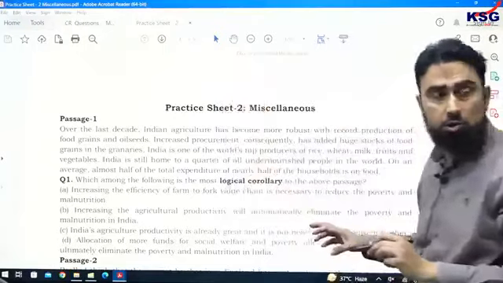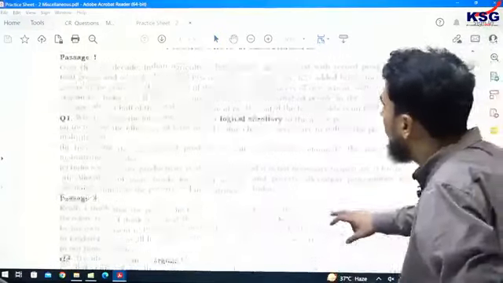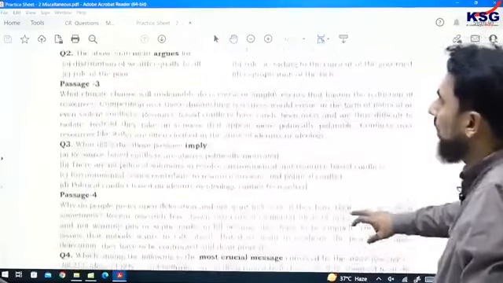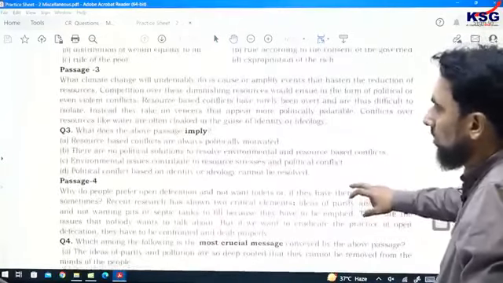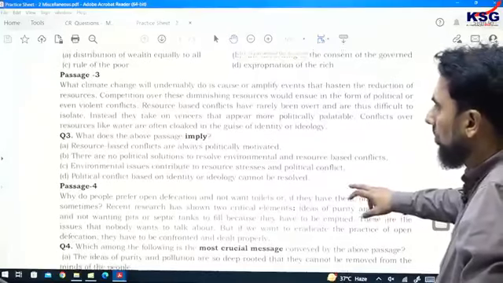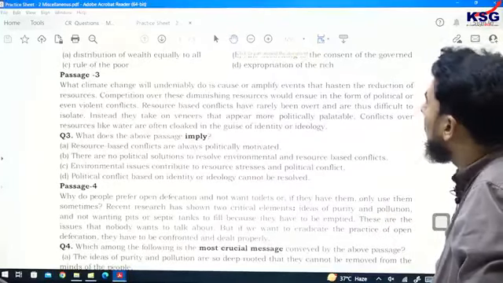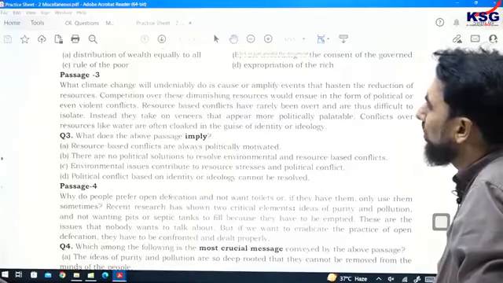In practice sheet 2, yesterday I gave you some questions of corollary from this sheet. Today I want you to solve a question of implication from this same sheet. So I'm just going to show you a question from here.